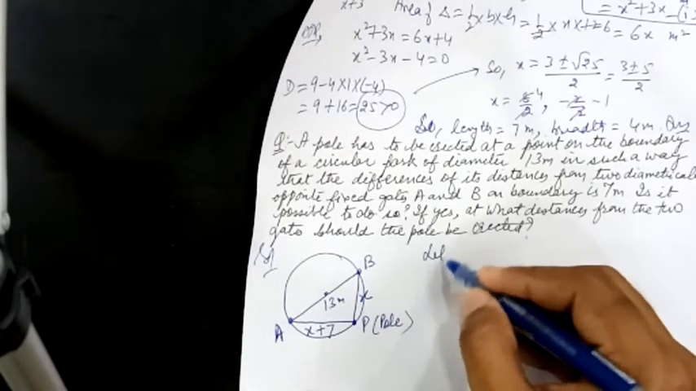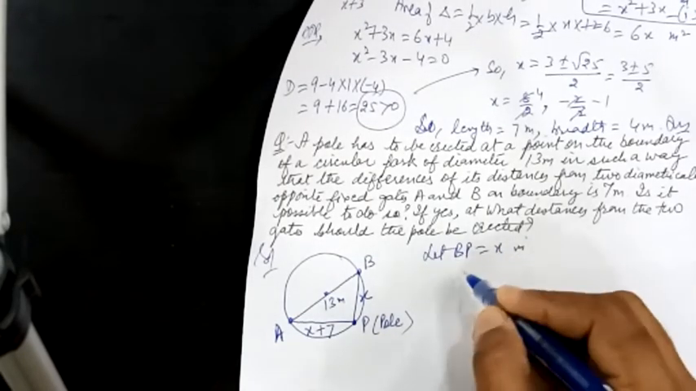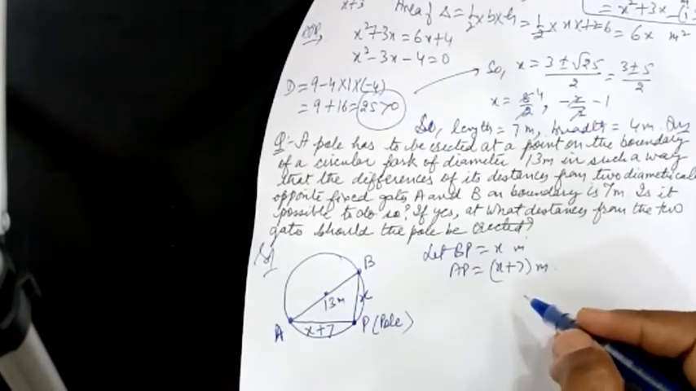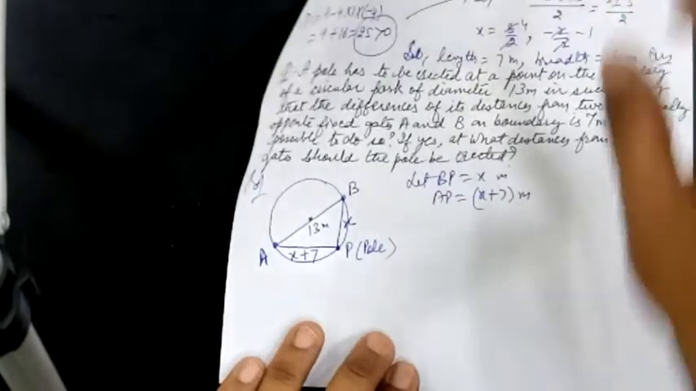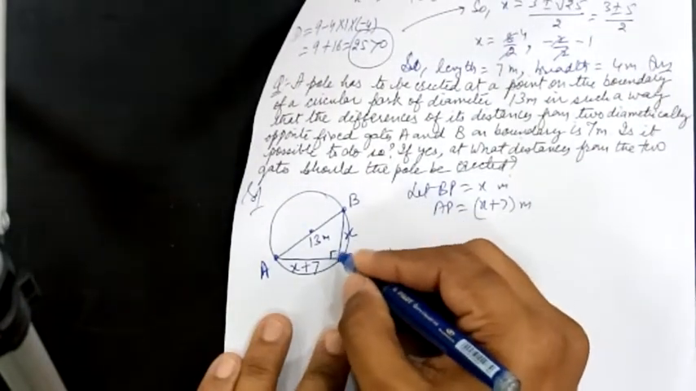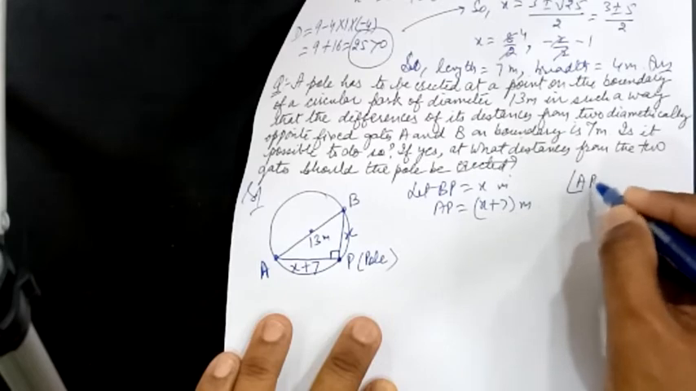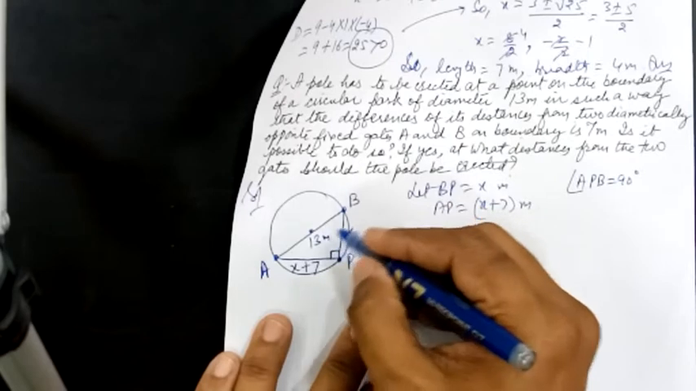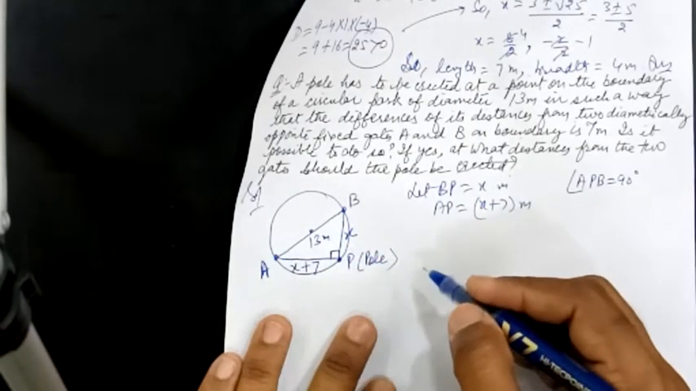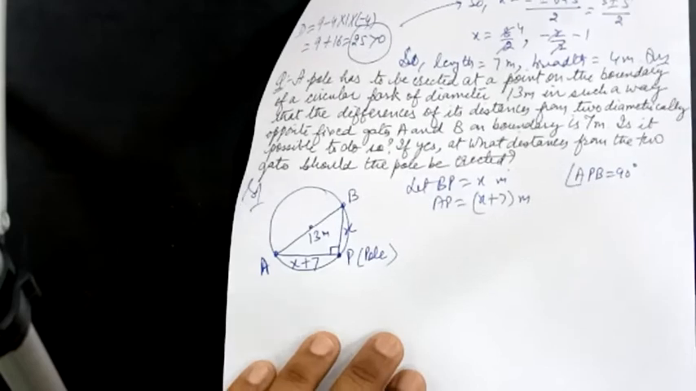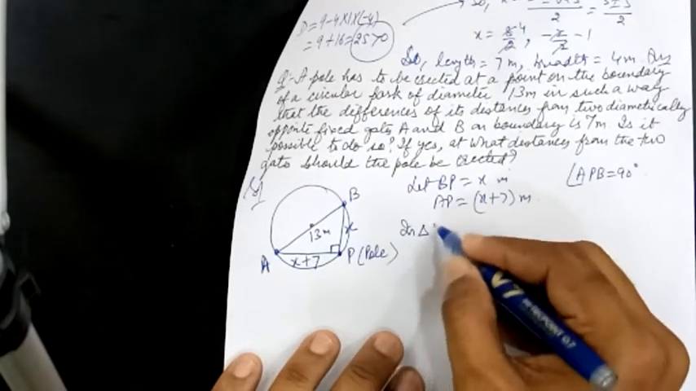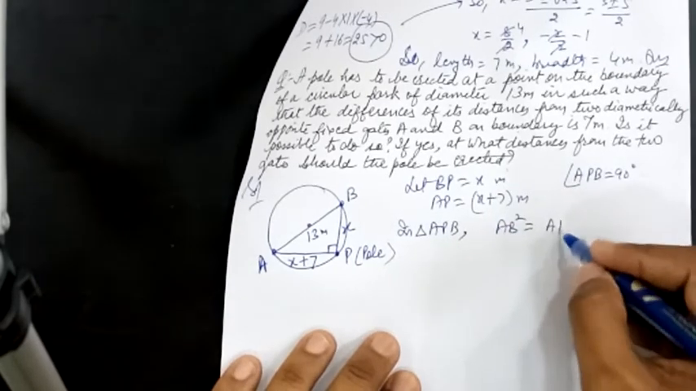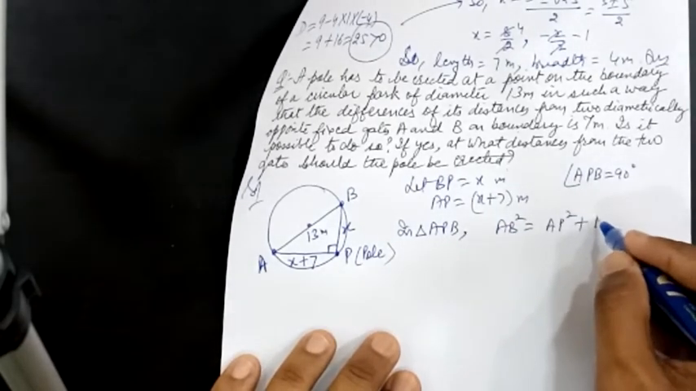So let BP be x meters. So AP will be x plus 7 meters, as you can see here. Got it? Now what you have to do is use the Pythagoras theorem, because angle APB will be 90 degrees, because this is the angle in a semicircle. I hope you know the identity. Because AB is the diameter, APB will be 90 degrees, so you can use the Pythagoras theorem. In this triangle APB, what will happen? The square of AB is equal to the square of AP plus the square of BP.